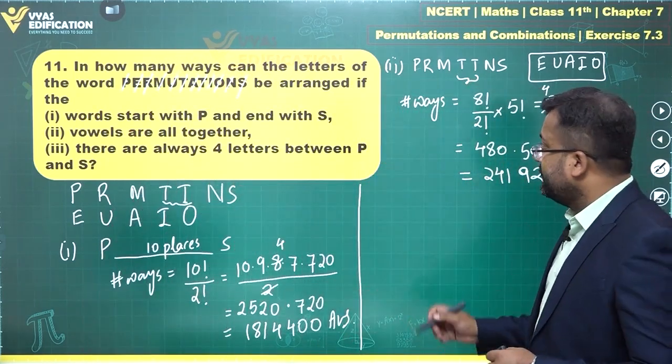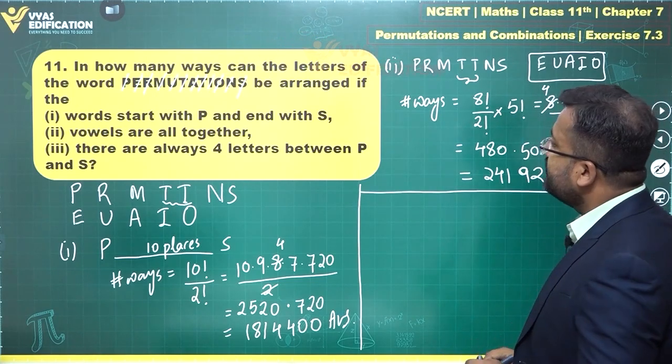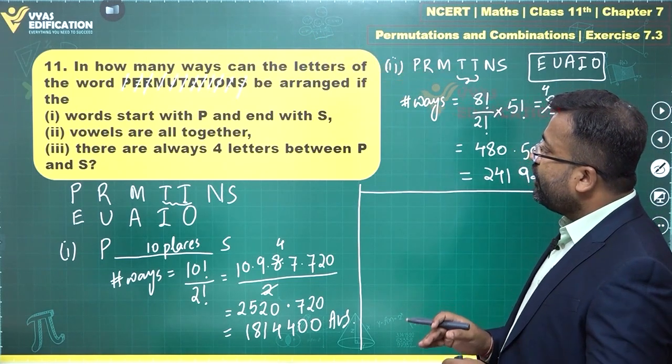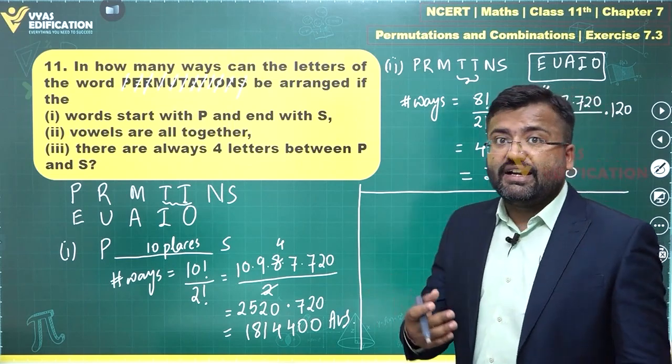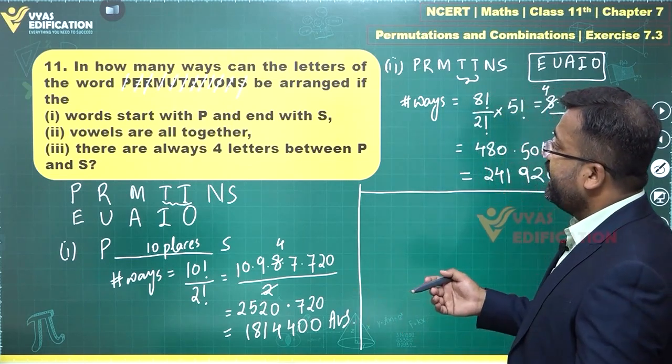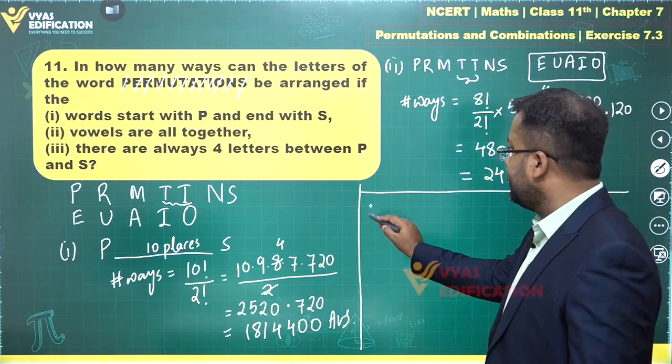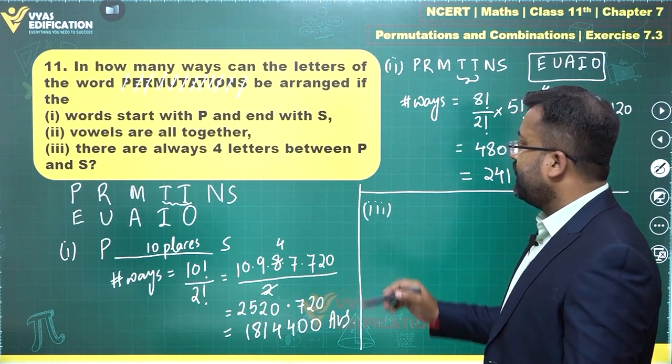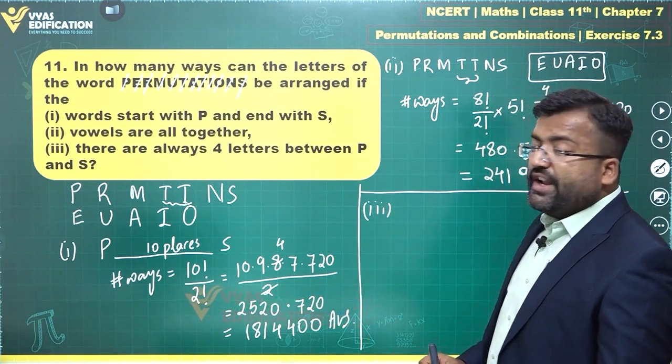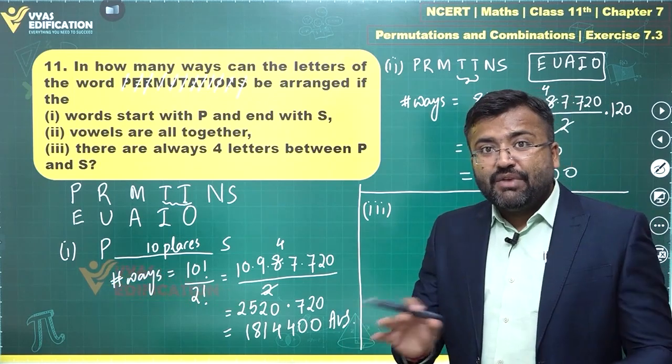What happens in the third part? Let's talk about the third part after this. The third part says that there are always 4 letters between P and S. Okay, and there are always 4 letters, yes. So let's try to solve the third part over here. 4 letters between P and S, okay. P and S can be interchanged, right?